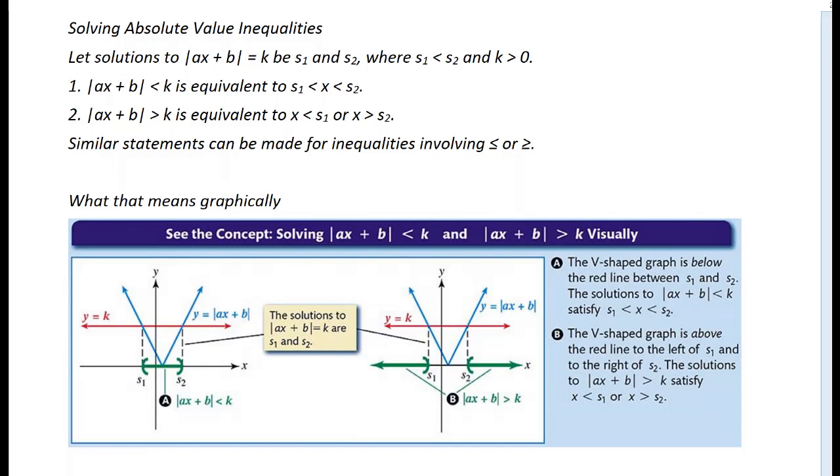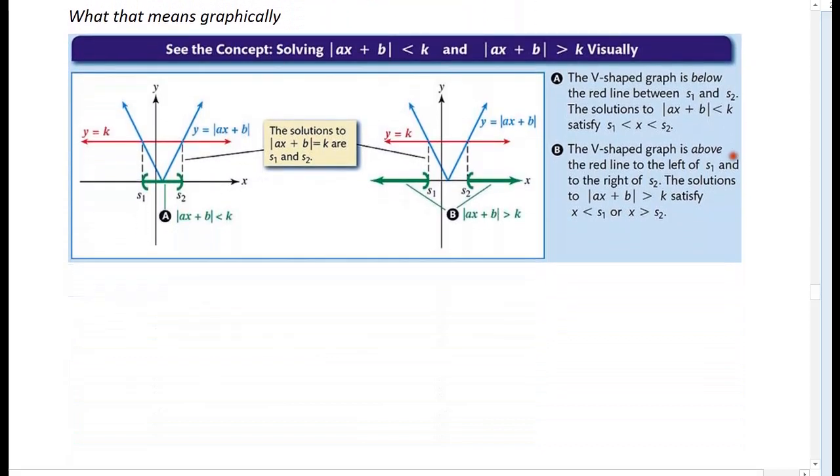Am I looking at where my absolute value is bigger than that k value, which, remember, k represents a horizontal line? So is my function bigger than my horizontal line k, or is my function smaller than my horizontal line k? It's equal to k when it crosses. So I either include k or I don't include k, depending on whether or not I have equal to's.